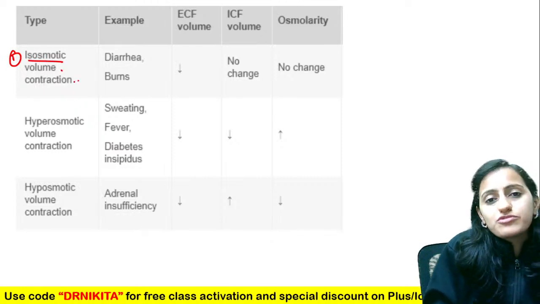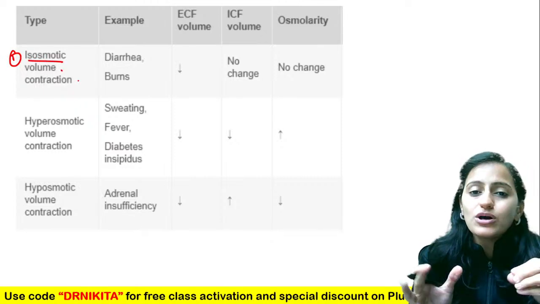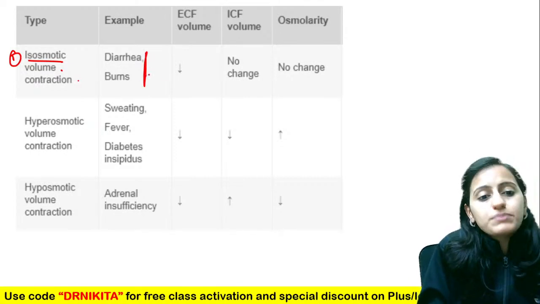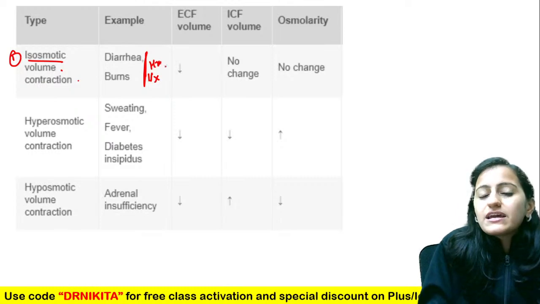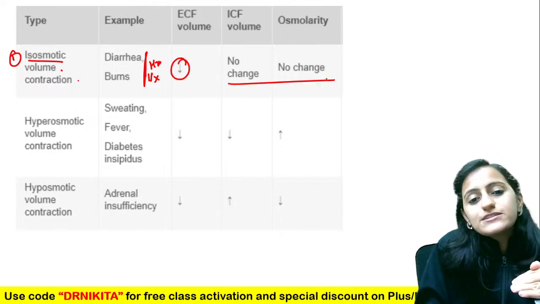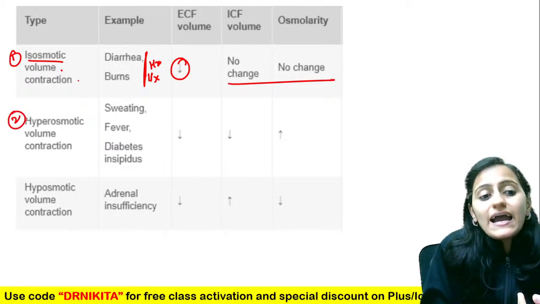Isoosmotic volume contraction. So there is volume loss with the osmolarity remaining the same. So volume loss, diarrhea, burns, vomiting, hemorrhage, ECF volume decreases. There is volume contraction, isoosmotic, no change.